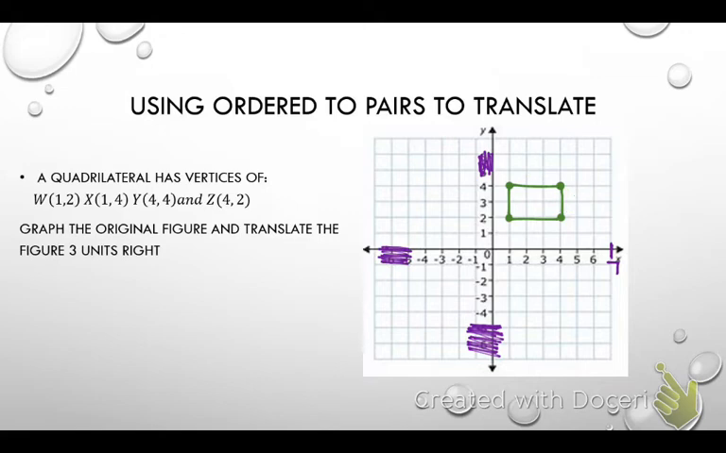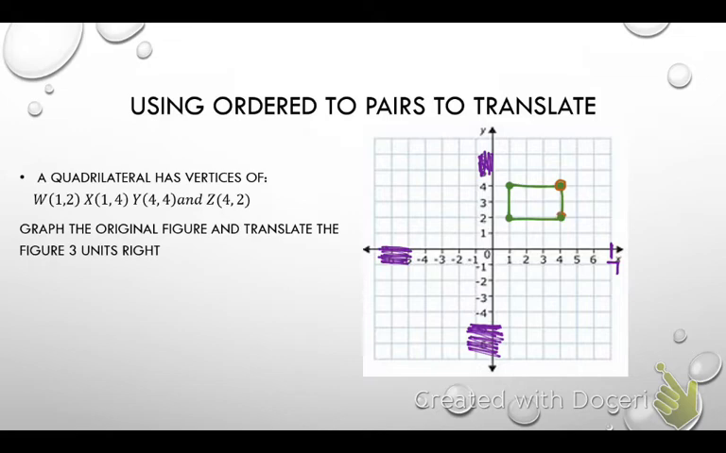Okay, now I need to follow the translation. This is my original figure. Now I need you to translate this figure 3 units right. Okay, translate the figure 3 units right. So when I move this first point 3 units right, where does it end up? It's on the 4, right? I move the 1 over 3, it's on the 4.